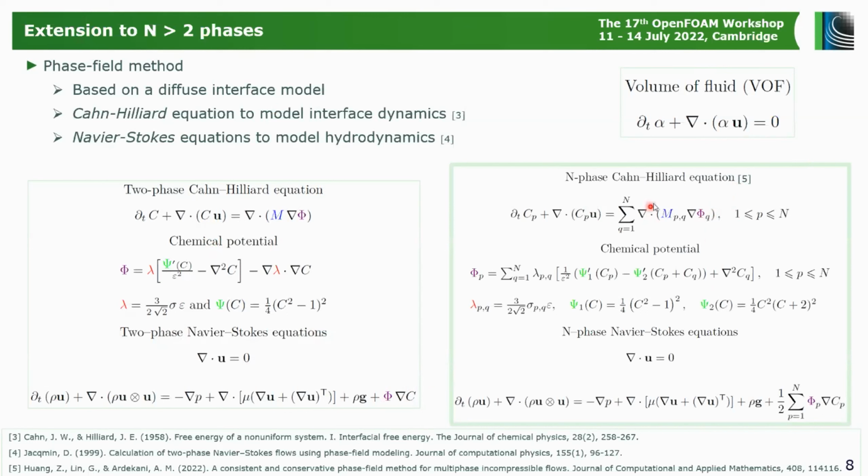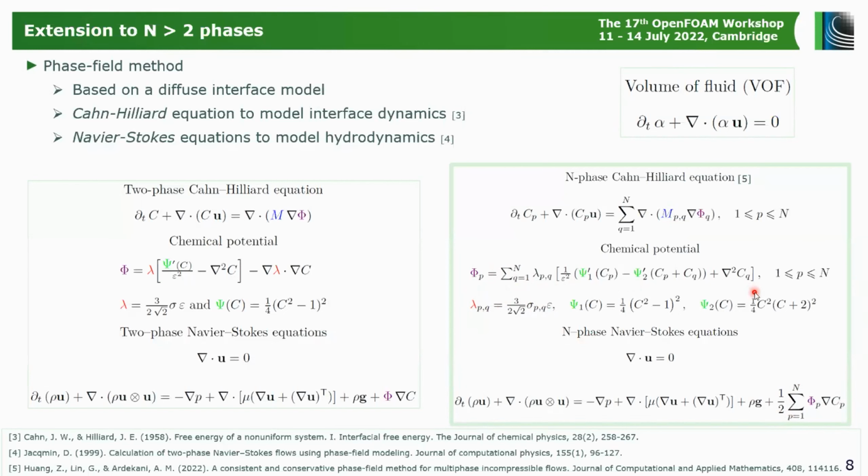Now we need to consider a scaling law for the mobility parameter between each pair of the phases. We need to compute, obviously, the chemical potential for each single phase, and we need to consider the mixing energy between each pair of the phases. Obviously, the coupling term should also consider the effect of all the phases.